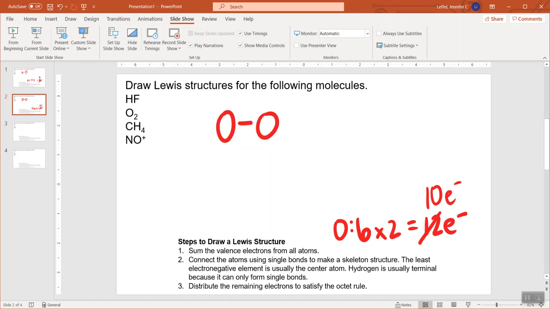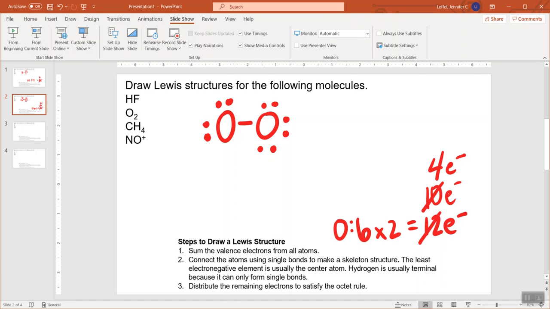So I'm going to go ahead and distribute those around those oxygens until we get octets. So 1, 2, 3, 4, 5, 6. That means I now have 4 left. And 1, 2, 3, 4.